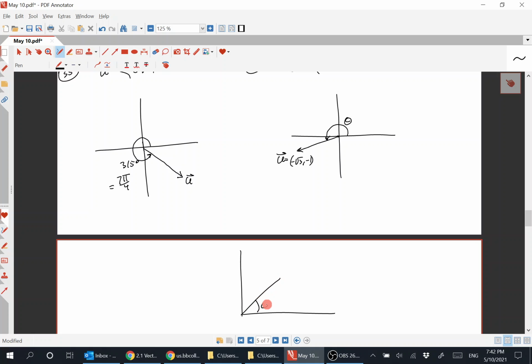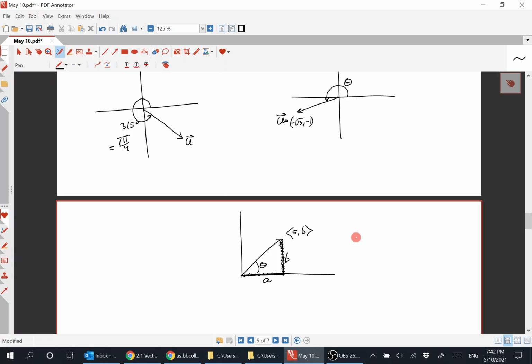So you've got this angle theta here with this vector, and then you've got coordinates A, B. Then you've got this right triangle here, where this length along the bottom is A, and this length along the side there is B. So tangent theta is opposite over adjacent, B over A, y coordinate over x coordinate. So theta is equal to arctangent, or an inverse tangent, of B over A.